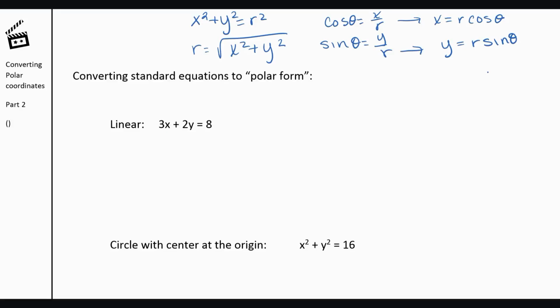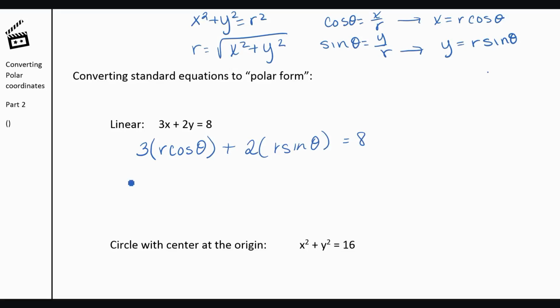3x plus 2y equals 8. And this would graph as a straight line. So we want to see what that would look like in polar form. Here where we have an x, we're going to plug in r cosine of theta, since that's what x is equal to, plus 2, y is equal to r sine of theta, equals 8.